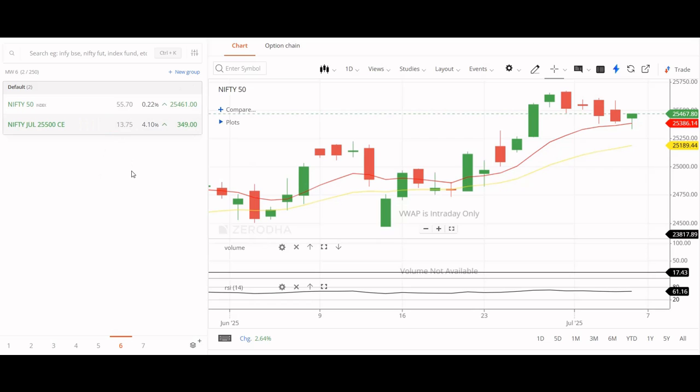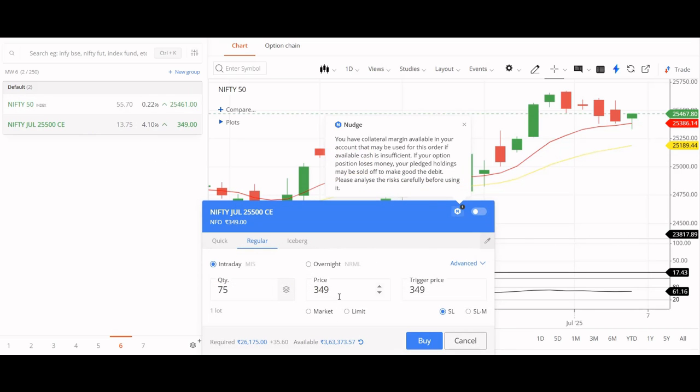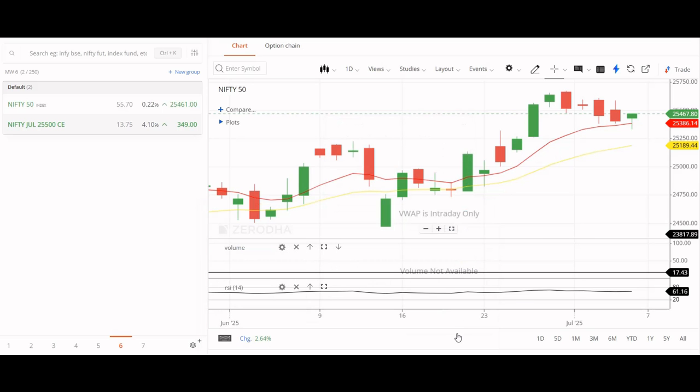And always make sure that you trade the position with a stop loss as well. The stop loss should be at least around 20% of the premium. So for example, if you have bought these call options at 350 levels, then our SL should be 70 points, which is 20% of the premium we have paid. This is the premium available at around 349. This is not a trade recommendation, it is just for educational purposes. I'm telling you an example of how to trade it.